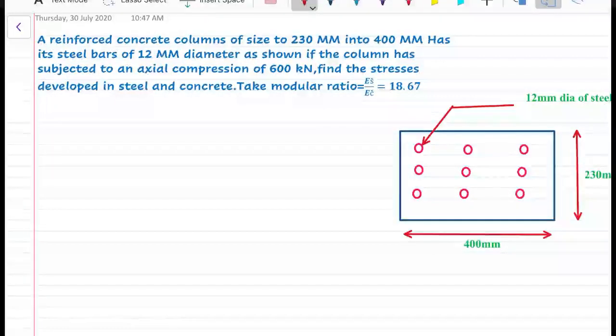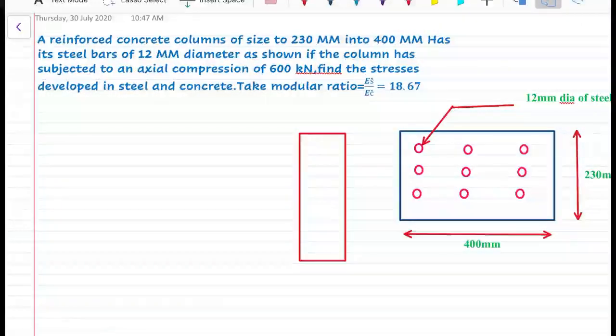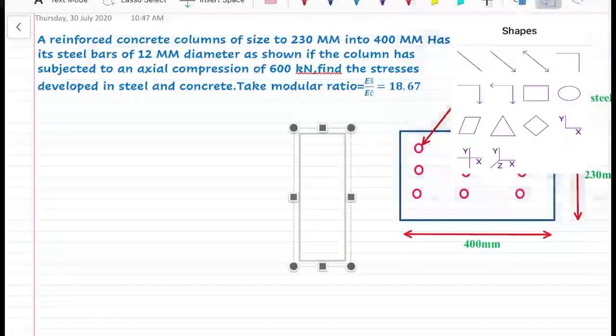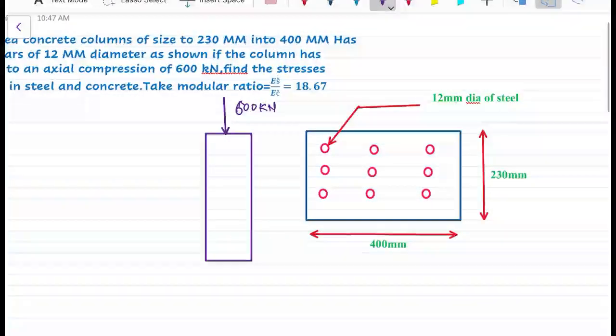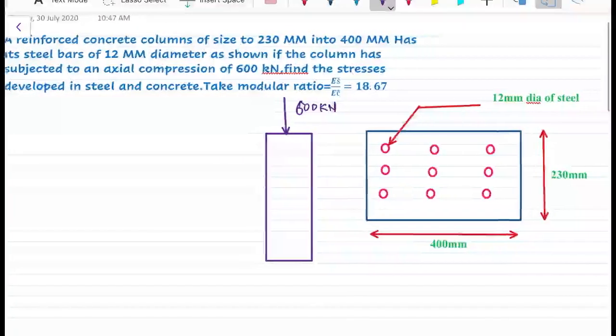So the problem is a concrete pillar that has been applied with a load of 600 kilonewton. Now if we try to see its cross section, it will be something like this. So as per the problem, what is the given data?